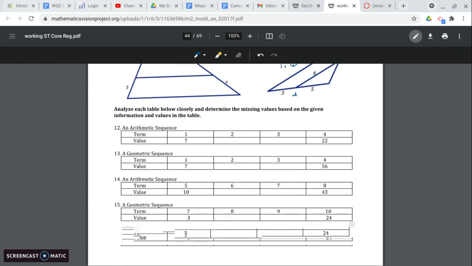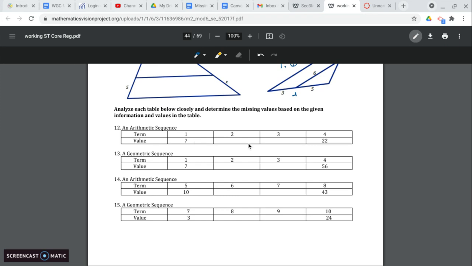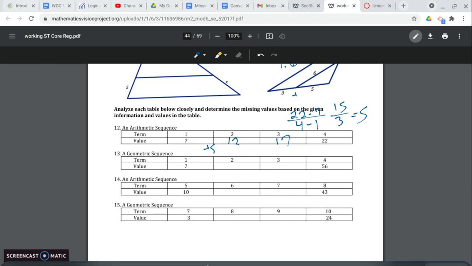Now, when looking at arithmetic and geometric sequences, when we have two terms but nothing in between them, for arithmetic, we use slope. So we take 22 minus 7 over 4 minus 1. 22 minus 7 is 15. Over 4 minus 1 is 3. So we're adding 5 each time. So 7 plus 5 is 12. 12 plus 5 is 17. 17 plus 5 is 22.